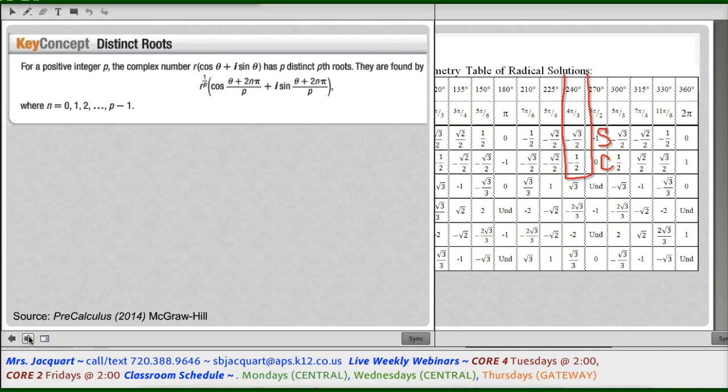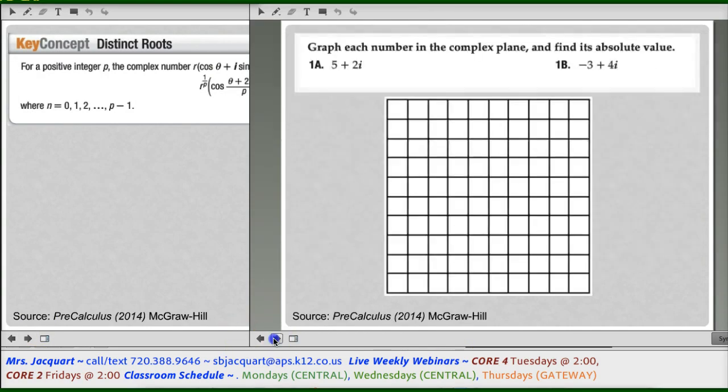So when we're looking for the nth root, this one's a little bit trickier. Just a little bit. So let's go find our rules.